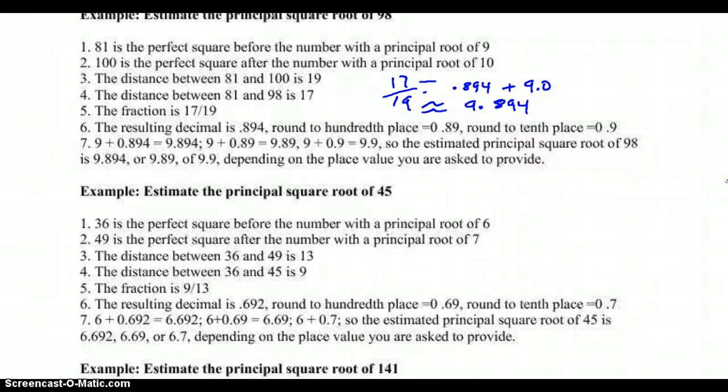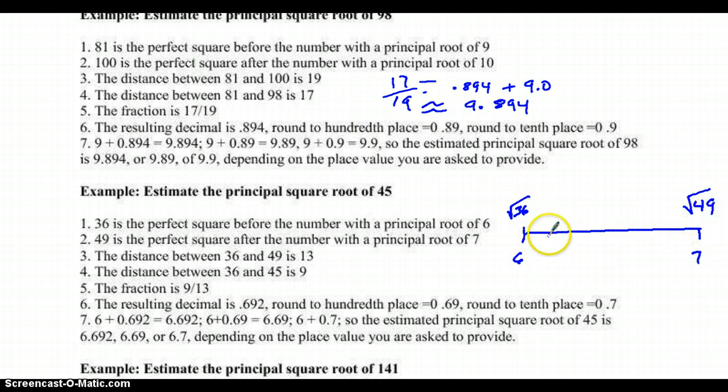Let's take a look at the square root of 45. So again, looking at my line, I have square root of 36 first and the square root of 49. Well, of course, we know that if this is 6 and this is 7, it is going to be closer to 7 than it is to 6. So we can visualize that.